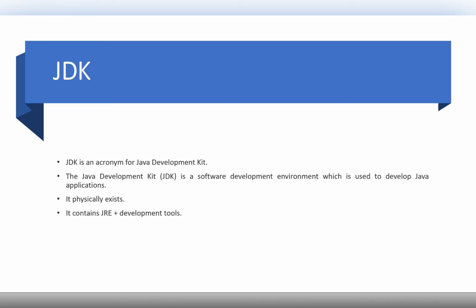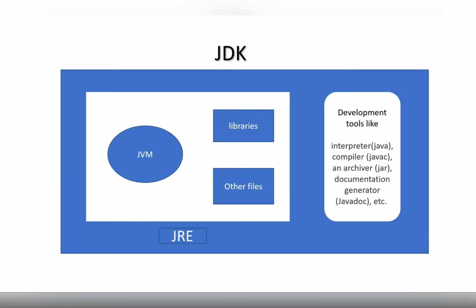It's a Java Development Kit. This JDK contains the whole JRE plus some development tools. And this is a physical existence. We have JDK and JRE as a physical existence, where JVM is a virtual machine. In JDK, what do we contain? We contain JRE plus development tools. What do you mean by development tools? We have an interpreter, we have a compiler, we have a document generator, we have a jar file converter and everything. If you see, this is the JDK.